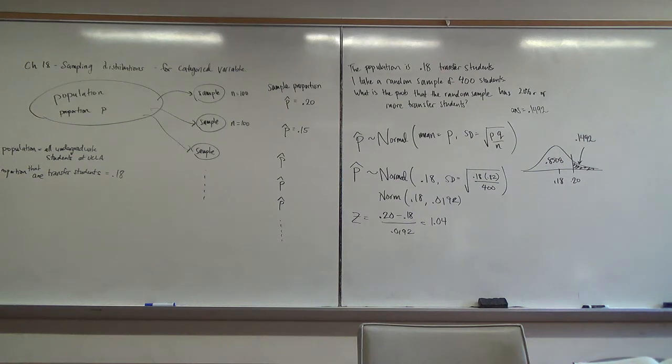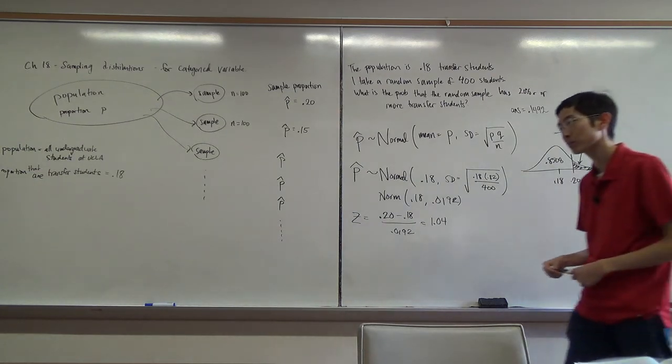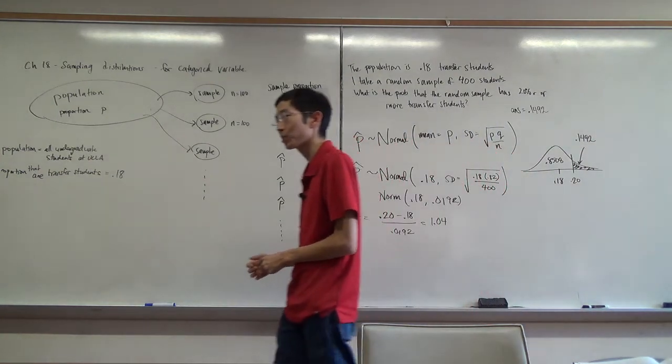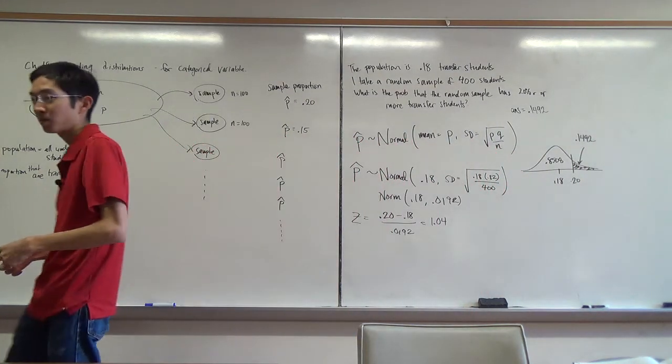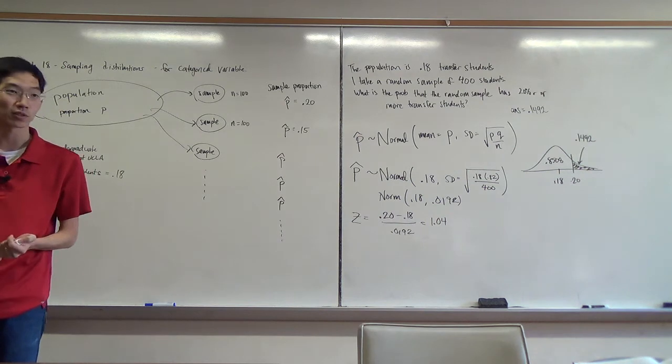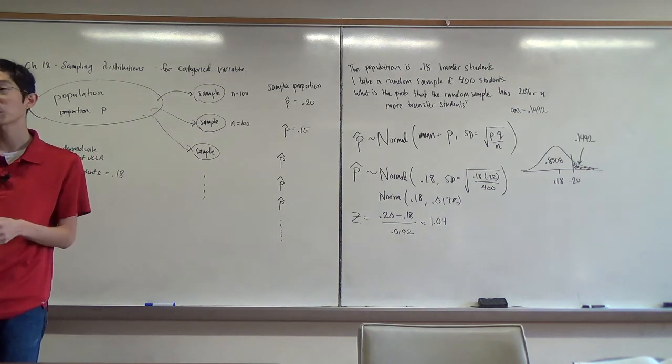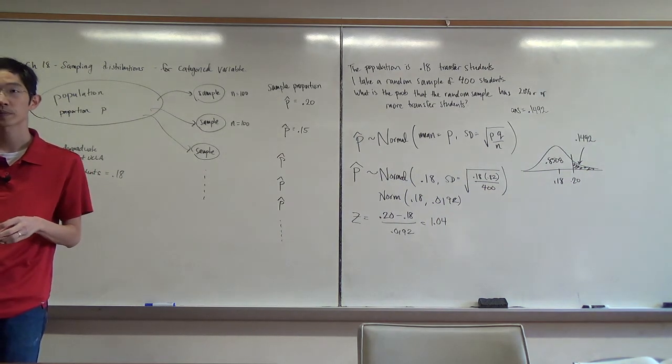What's the probability that a random sample has 20% or more transfer students? About 15%. About 15% of random samples will have 20% or more transfer students, if I take a random sample of size 400.